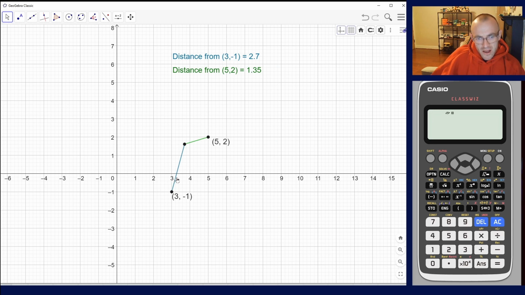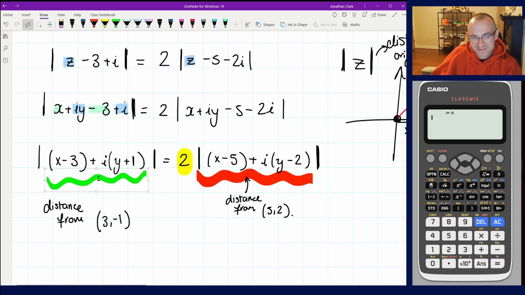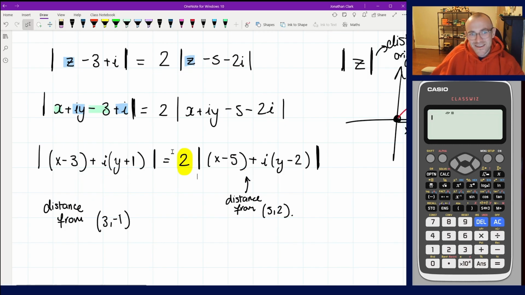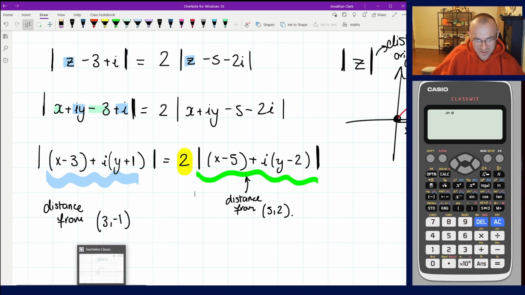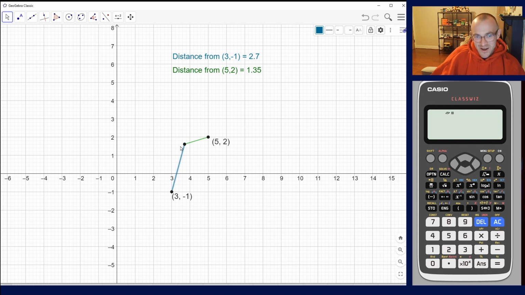So the thing that I've got in blue, I should match up the colors really, shouldn't I? What colors did I have? I had green and red. What was it again? I've forgotten. Let's go back. The distance from 3, minus 1 is blue, and the distance there is green. There we go. Right, so I've got the colors right this time. This is what's going on.